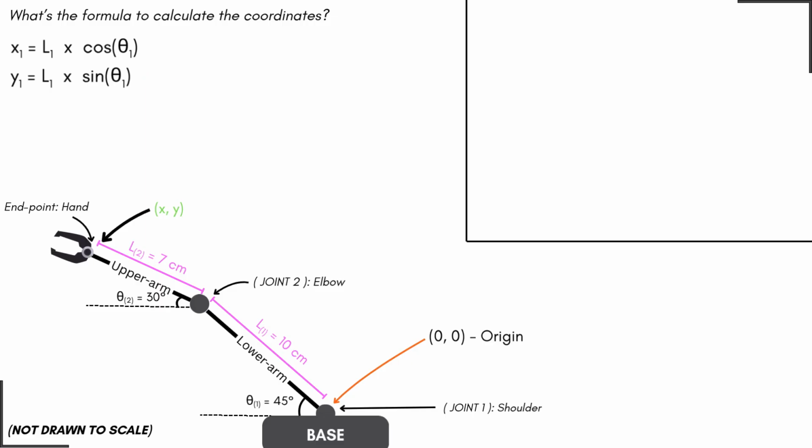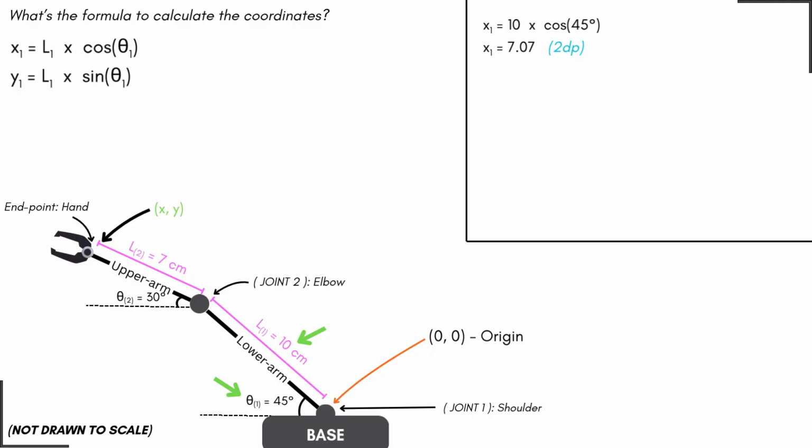Let's go through an example. In this case, we have L1 as 10 centimeters and theta 1 as 45 degrees. So if you look at the x1 formula, we can plug it straight in. That is, x1 equals 10 times cosine 45 degrees, which equals 7.07.